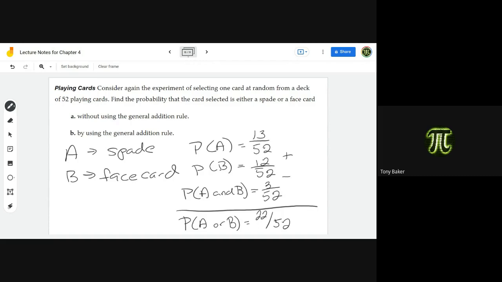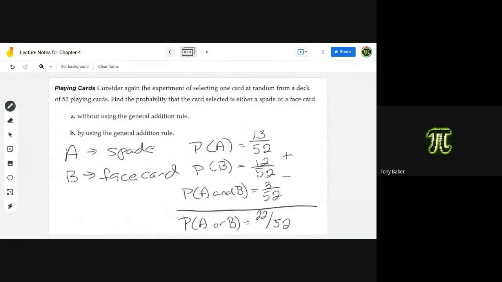Does that make sense? You think about the number of cards, right? We have the 13 spades plus the 3 face cards that are hearts, plus the 3 face cards that are clubs, plus the 3 face cards that are diamonds. So that would be 22. Okay. That would have been how we did it without the general addition rule. We'd actually figured out exactly how many cards there were. Right?